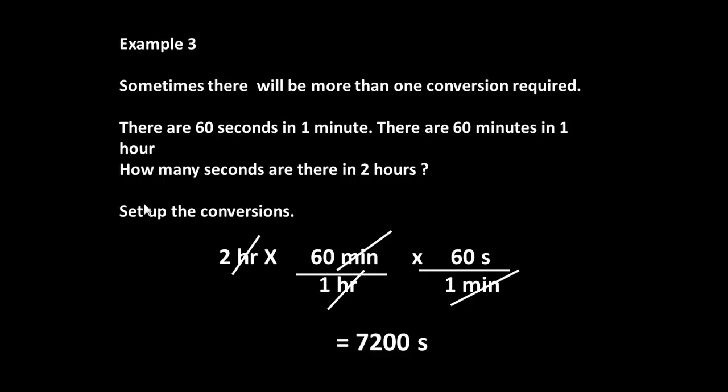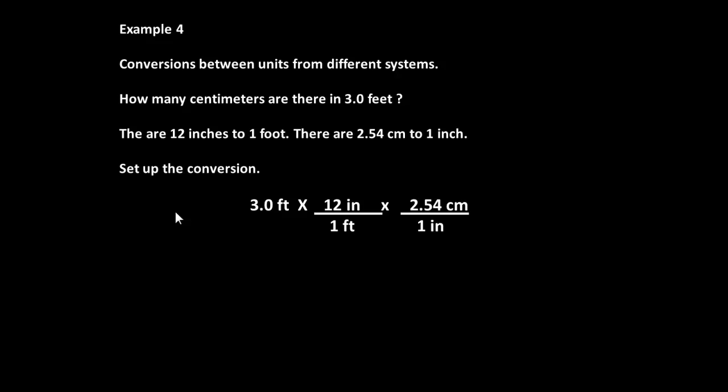Okay, sometimes you get more than one conversion. So if there are 60 seconds in a minute and there are 60 minutes in an hour, how many seconds are there in 2 hours? So here we've got two conversions, seconds to minutes, minutes to hours. So if we set up the conversion, 2 hours times 60 minutes over 1 hour, that'll convert to our minutes, then times 60 seconds divided by 1 minute, that'll convert to the seconds. And you can see that our hours are going to cancel out, our minutes are going to cancel out, so we're going to be left with 2 times 60 times 60, which is 7,200, and of course the unit that we're left with is seconds.